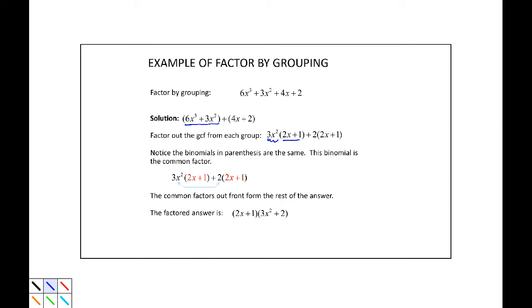In the second set, we see a common factor of 2, so we bring that out, and we have a common binomial term here of 2x plus 1 that's in both of those. So what we have is a common binomial factor, and we bring that out to form one of the two factors of our answer, and then whatever's left. So in this case, the 3x squared plus 2 forms the second factor.